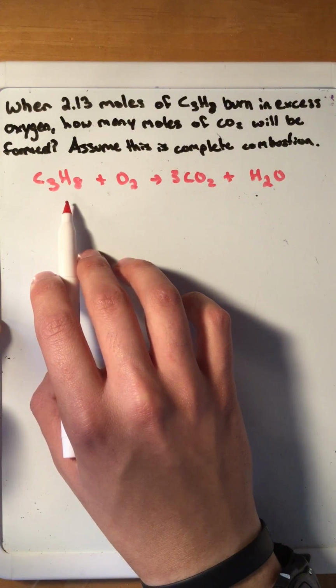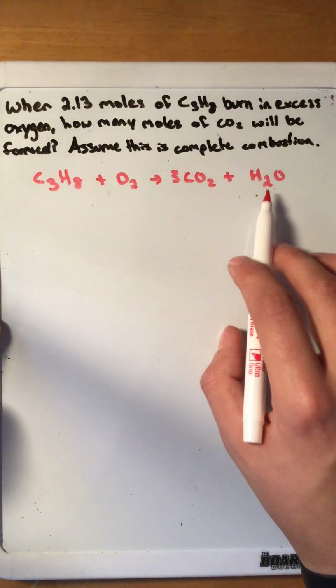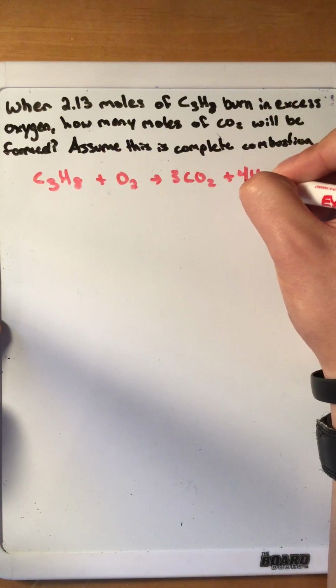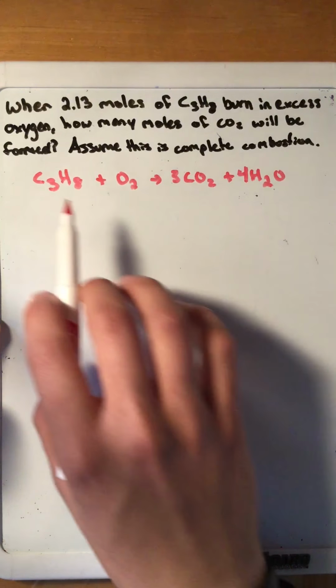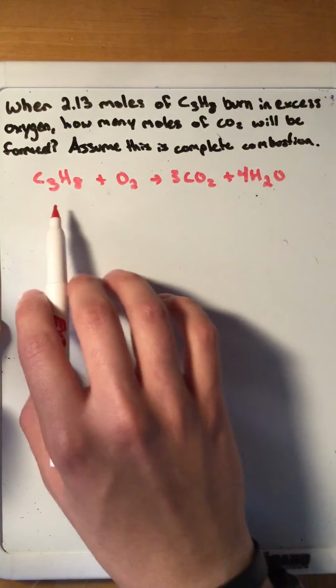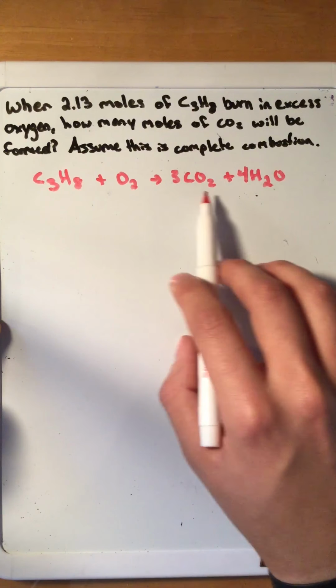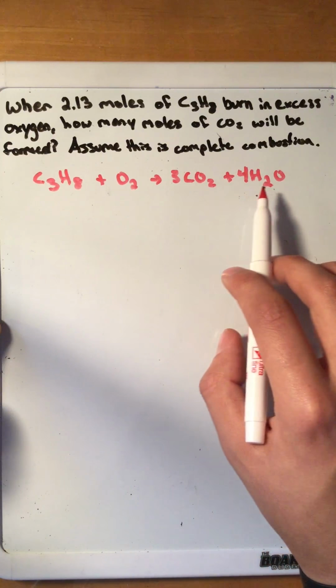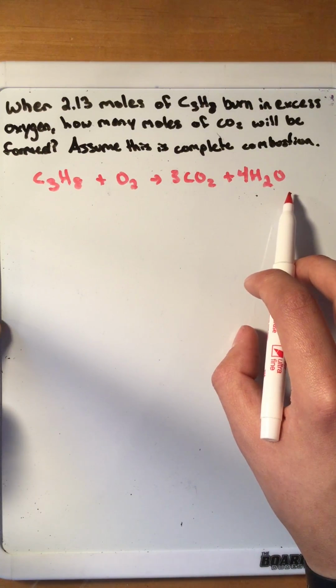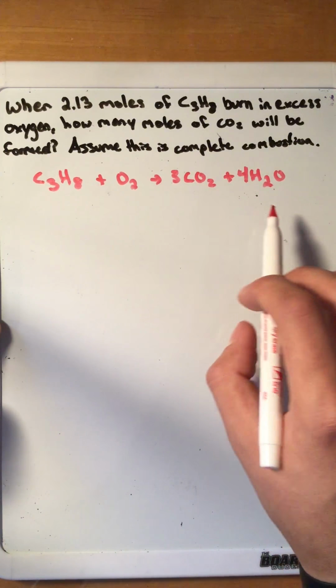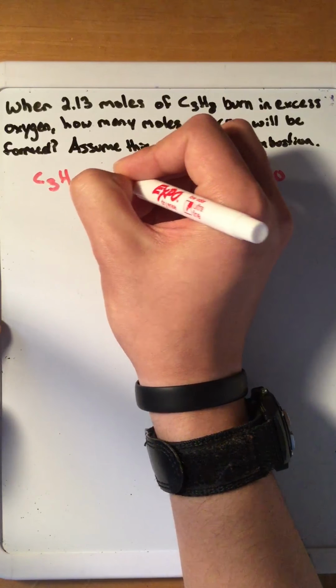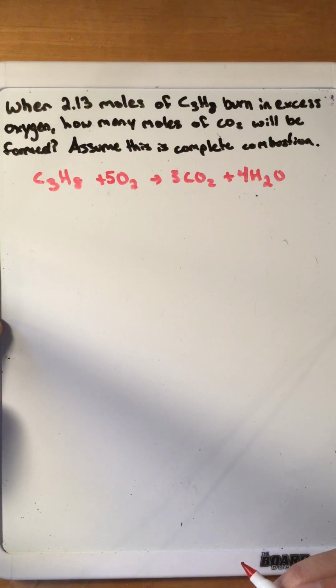Let's check out our H's. We have 8 on this side, 2 on this side, so I'll go ahead and put a 4 here. Now let's check on everything else. So our C's are matching up, our H's are matching up. The only thing that may not is our O's. So we have 6 O's plus 4 O's, and that will give us 10. So we should have a 5 there. And this is our fully balanced chemical equation for the combustion.